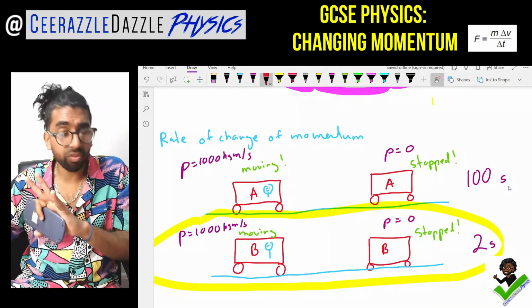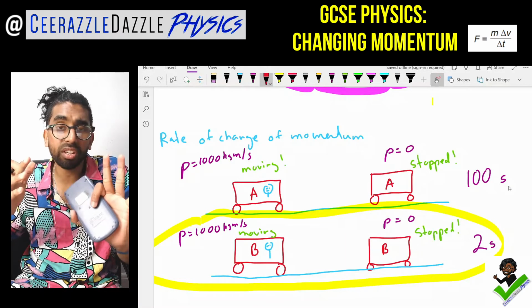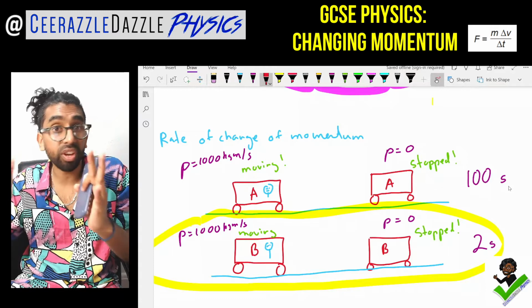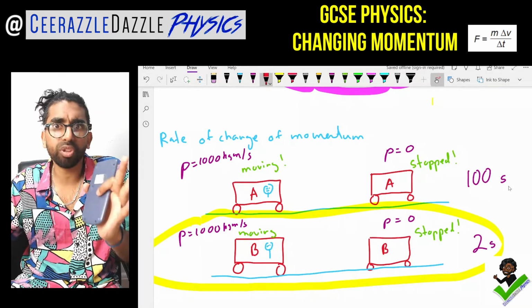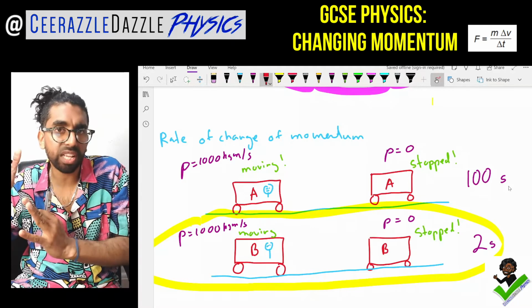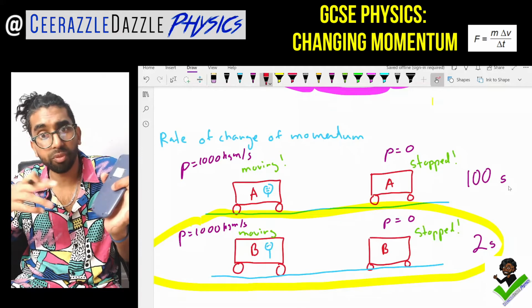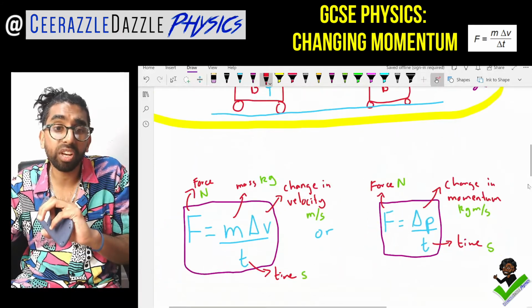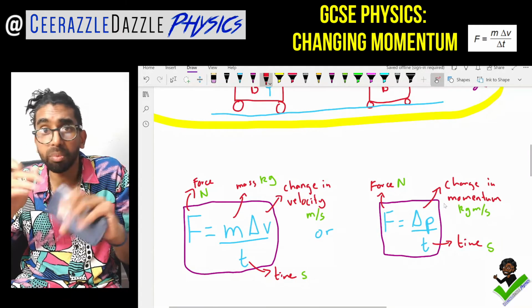So we have two cars right now. We said that they are traveling and they come to a stop. One does it in 100 seconds, one does it in 2 seconds. In which scenario is there the greatest rate of change of momentum? And in which scenario would you therefore experience the greatest force if you were standing on there? We decided that in the second scenario you'd experience the greatest force. Why? It's done in a shorter time. So we said there's a relationship between time and force and the change of momentum.